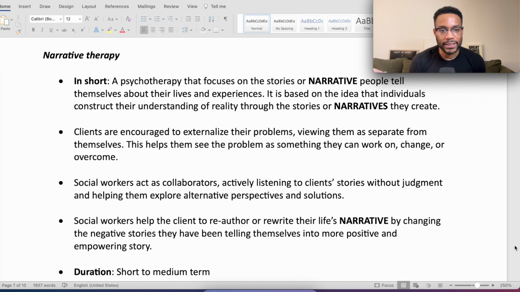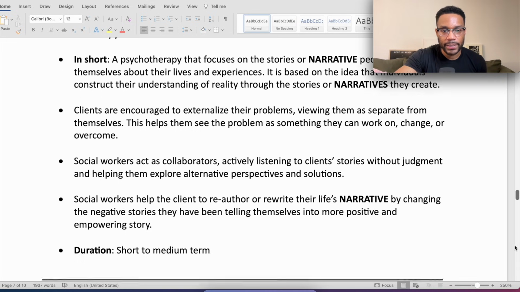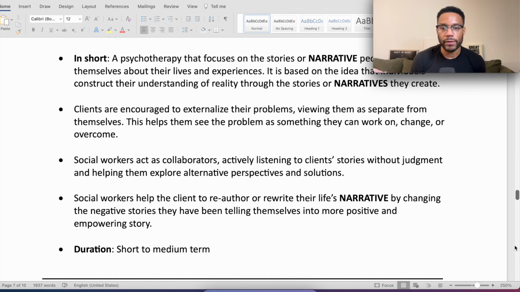Social workers act as collaborators, actively listening to client stories without judgment and helping them explore alternative perspectives and solutions. Social workers help the client to reauthor or rewrite their life's narrative by changing the negative stories they have been telling themselves into more positive and empowering stories. And the duration, short to medium term.